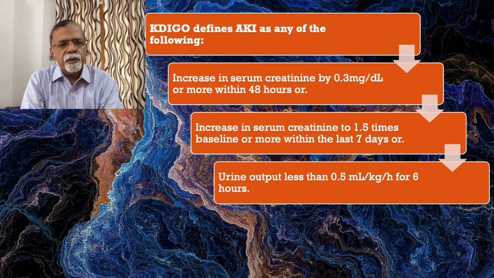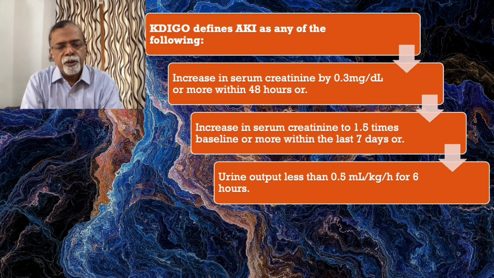KDIGO stands for Kidney Disease Improving Global Outcomes. It has only three simple things. First and foremost is the urine output. It is simple, easy to measure, and possible everywhere. Urine output less than 0.5 ml per kilogram for 6 hours, we can say the patient has developed a kidney injury.